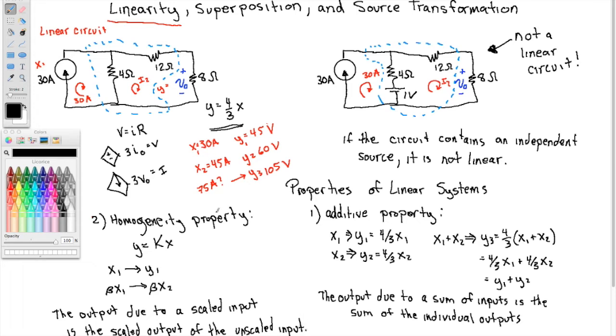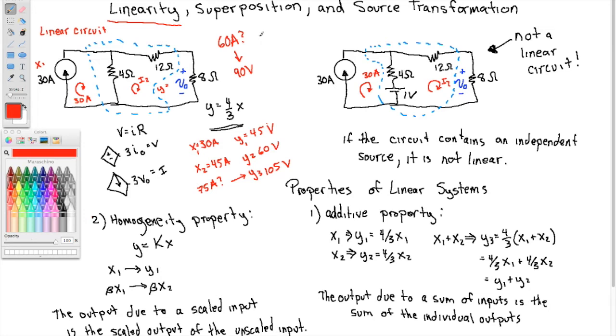Alright, so again, this circuit, which we've said is linear, we plugged in 30 amps and we got 45 volts out. Question, what would happen if we plugged in a new current, 60 amps, which happens to be double what we're putting in currently? So if we double the input, then what we're going to find is that the output doubles to 90 volts. Okay, that's the homogeneity property.